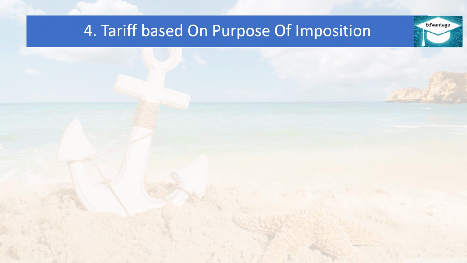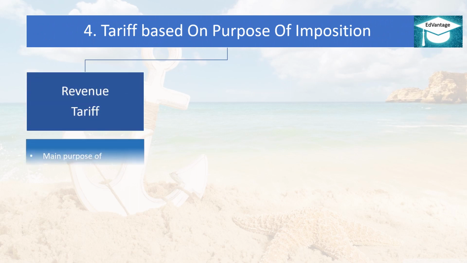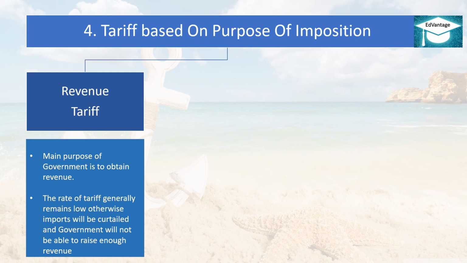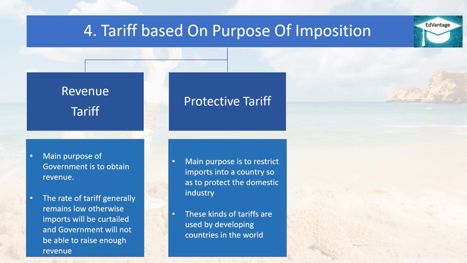Tariff based on purpose of imposition. Revenue tariff is a tariff imposed by the government when the main purpose of government is to obtain revenue. The rate of tariff generally remains low, otherwise imports will be curtailed and government will not be able to raise enough revenue. Protective tariff is used when the main purpose is to restrict imports into a country so as to protect the domestic industry. These kinds of tariffs are used by developing countries in the world.